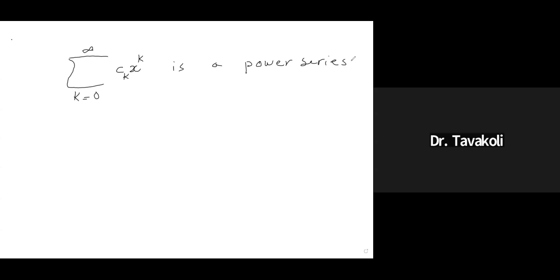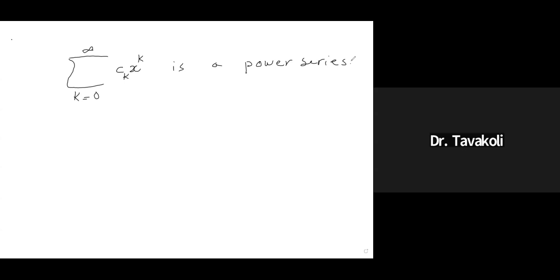As you see, here a variable is involved. So the general term of the power series has a variable, in this case, the variable x. The c_k's are constants, are given constants.